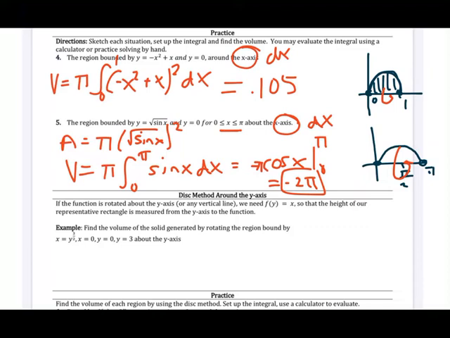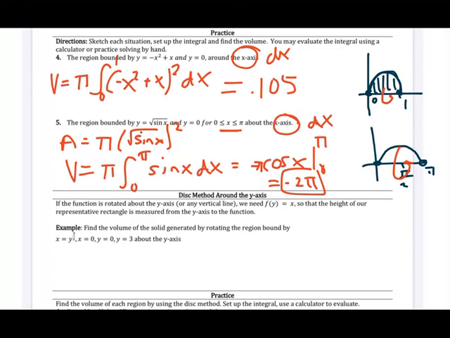Now the disk method, if we were rotating around the y-axis, or any vertical line for that matter: we need to make sure that our function is in terms of y, so that the height of our rectangles is also in terms of y, because we're going to be rotating around the y-axis or around a line parallel to the y-axis. So let's look at a couple of examples here.